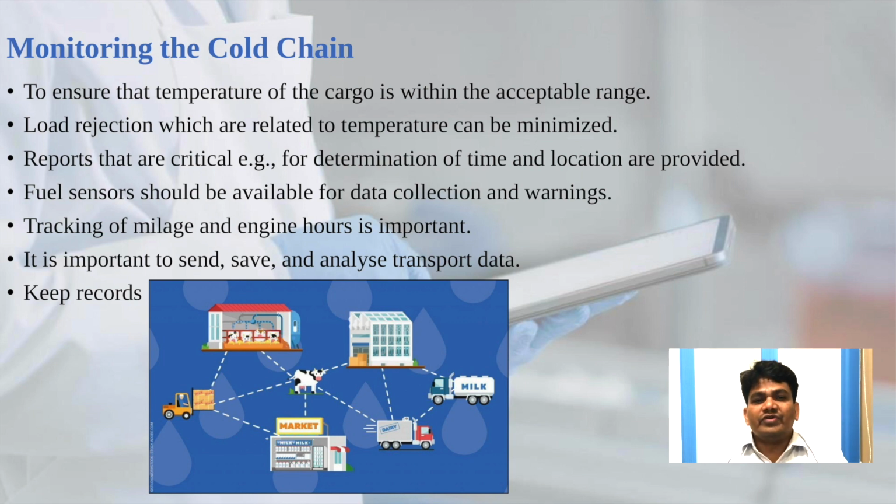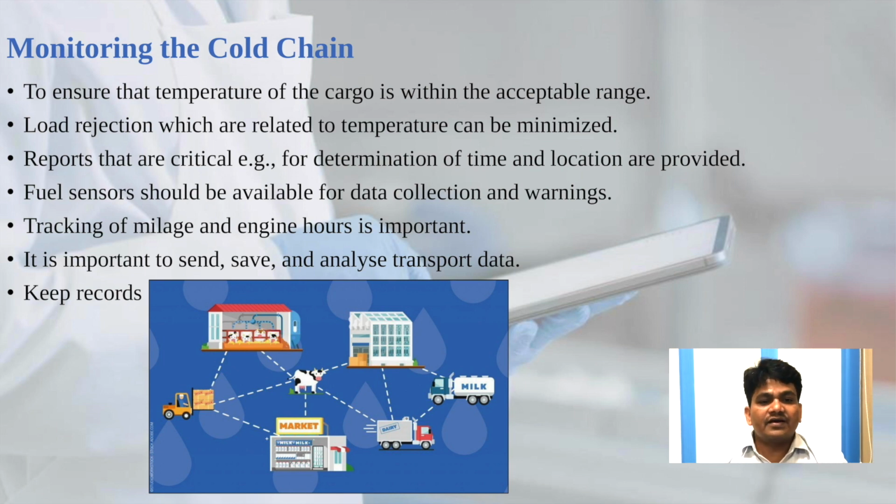That is why we often say, in the cold chain, how do we monitor that temperature? To ensure that the temperature of the cargo is within the acceptable range. So when we fix the temperature for a particular produce or product, whether that temperature or even the range of temperature is being maintained or not, this we have to ensure. Load reactions which are related to the temperature can be minimized, definitely.